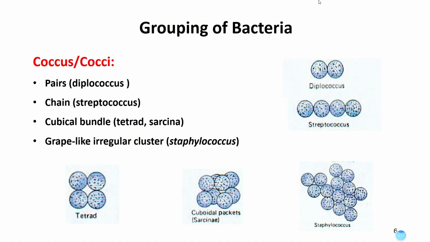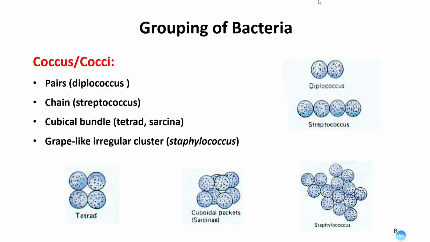So a lot of cells come together and bind to each other, and this connecting to each other we call grouping of bacteria. Some form pairs, like this one. Bacteria in a pair we call diplococci. Do you know the meaning of diplo? Di means two. So diplococci, two bacteria forming a pair.